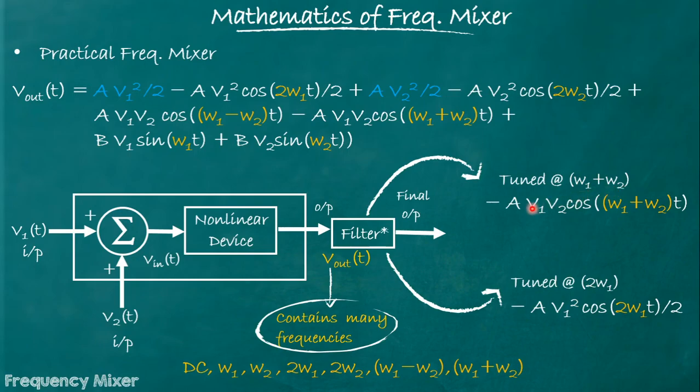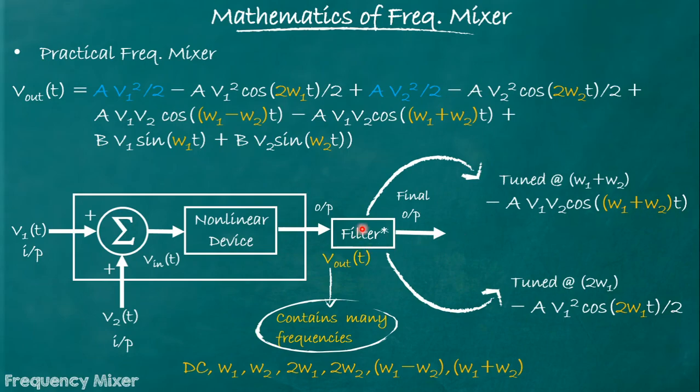So if your filter is tuned to omega 1 plus omega 2, then out of all these terms, the term minus A V1 V2 cos (omega 1 plus omega 2)t contains omega 1 plus omega 2, so you will get only this term in the output. All other terms are rejected by this filter, which is tuned at omega 1 plus omega 2. So the output of the filter is only the term minus A V1 V2 cos (omega 1 plus omega 2)t.